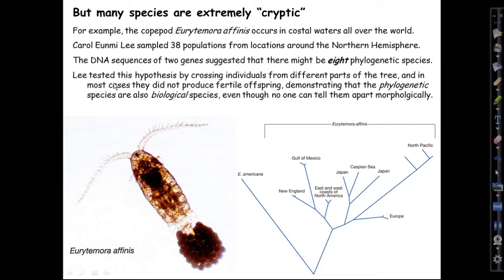Lee then went on to test the hypothesis suggested by her molecular phylogenies by crossing individuals from different parts of the tree. They're very tiny, they grow happily in the lab, so there was a great system for doing that. And in most cases, she found, they did not produce fertile offspring. They would produce offspring often, although not always. But in most cases where they did produce offspring, the offspring themselves were not fertile. So that seemed to demonstrate that the phylogenetic species, as seen from DNA evidence, are also biological species in the rather strong sense that they really can't, in most cases, successfully reproduce with each other, even though no one, not even an expert like Lee, can tell them apart morphologically.